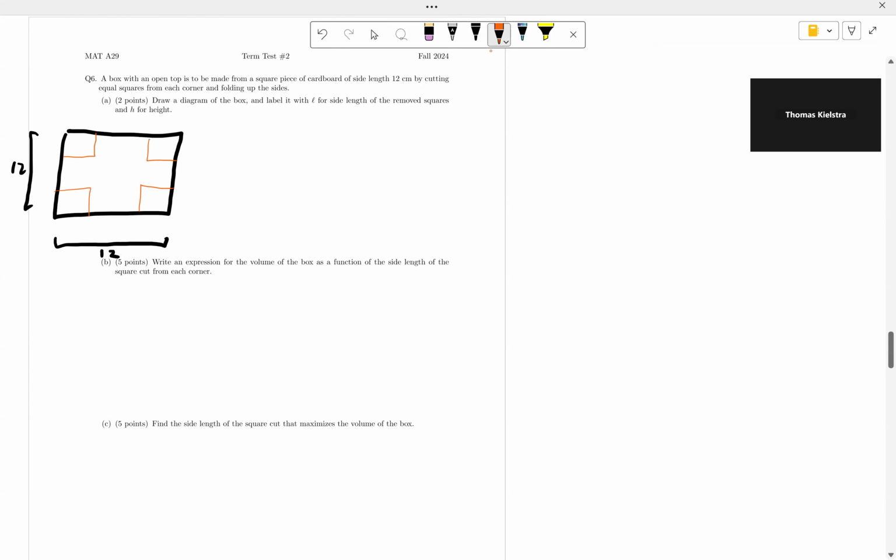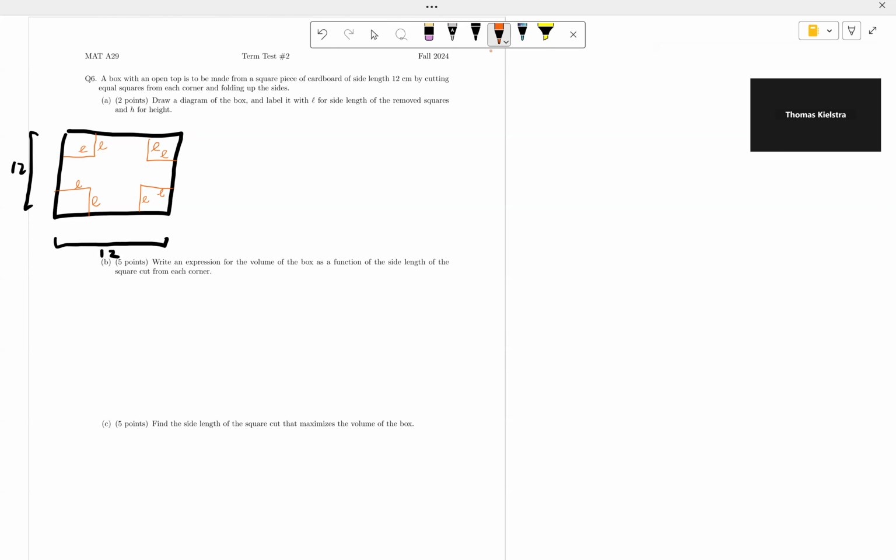I'm told to draw a diagram and label it with L for the side length of the removed squares and H for the height. So this here is L, L, L, L, L, L, L, L. That's the side length of the squares that are removed. And then it says H for the height of the box.